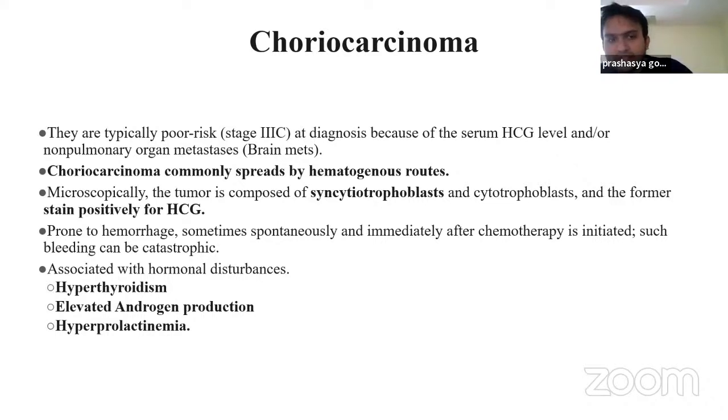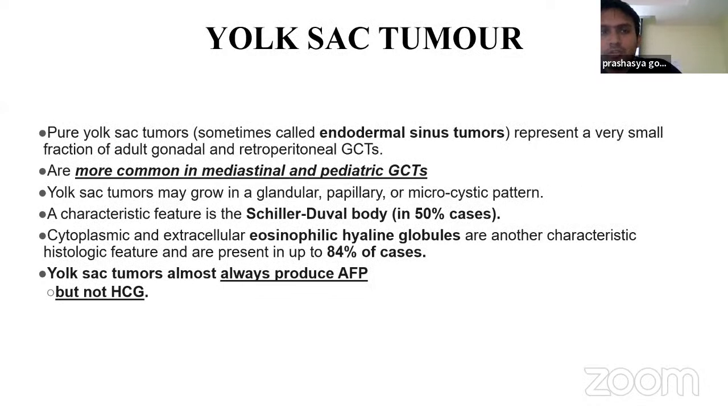It is also associated with other hormonal disturbances such as hyperthyroidism, elevated androgen production, and hyperprolactinemia, because beta HCG can cross-react with thyroid receptors. So, yolk sac tumors represent a very small fraction of adult tumors. However, they are more common in the mediastinal and pediatric age group. They show a glandular, papillary, or microcystic pattern, and they have a characteristic Schiller-Duval body that's present in 50% of cases. Eosinophilic hyaline globules are another characteristic histological feature, present in 84% of cases. Yolk sac tumors almost always produce alpha-fetoprotein, but they never produce HCG.